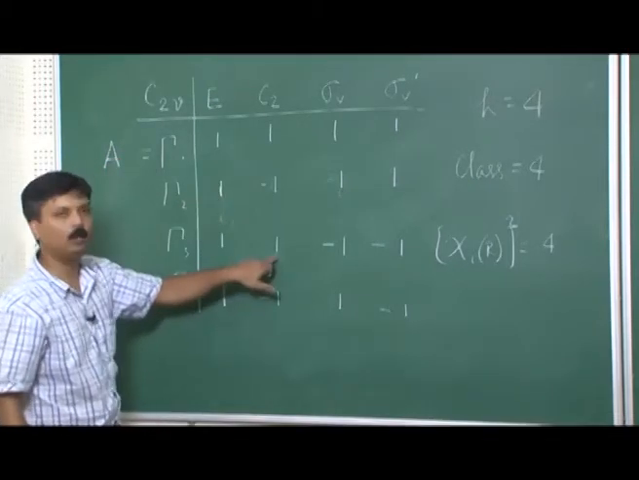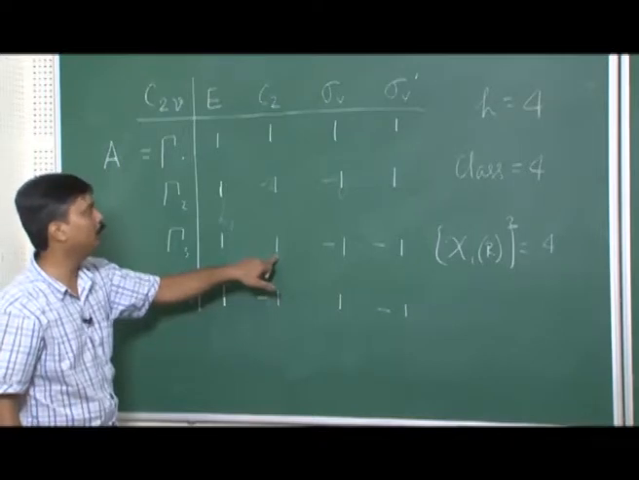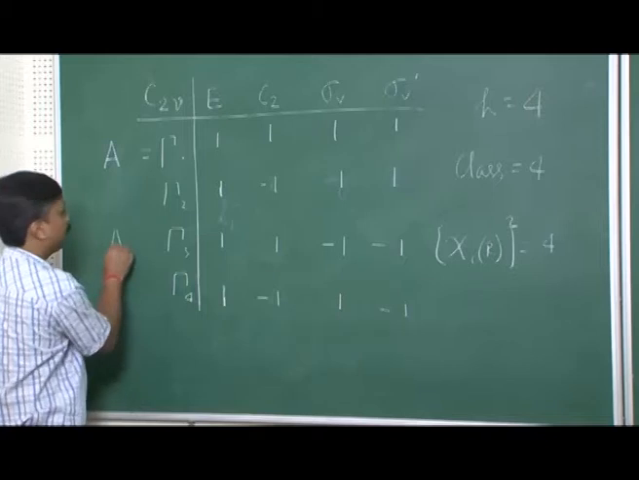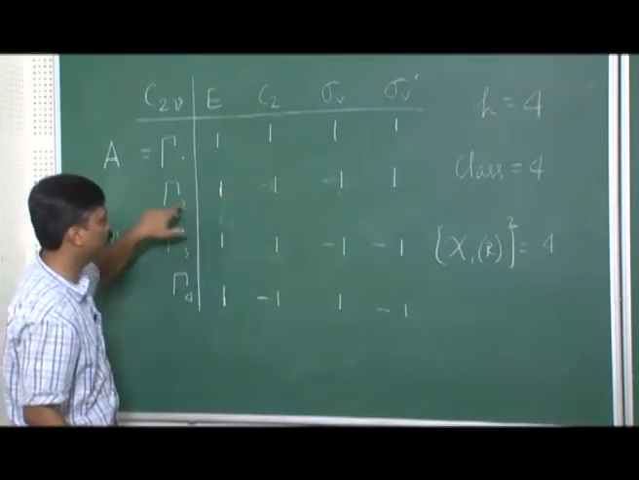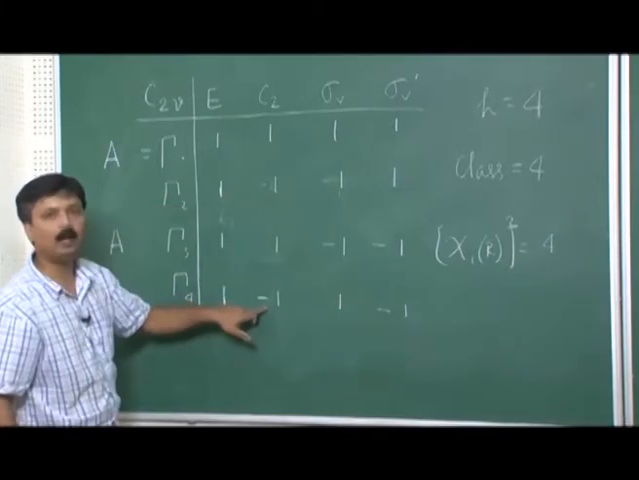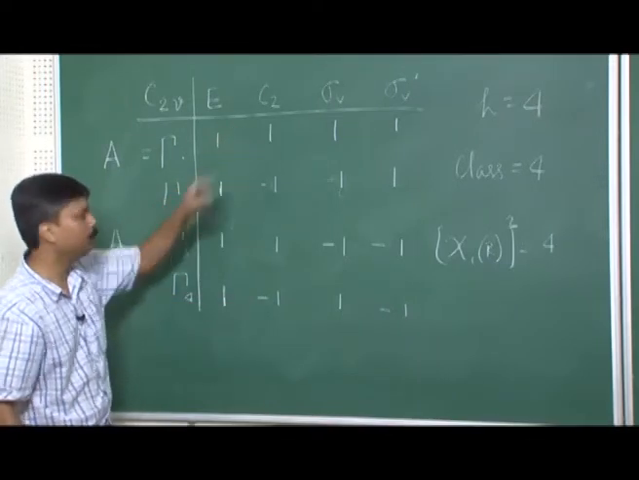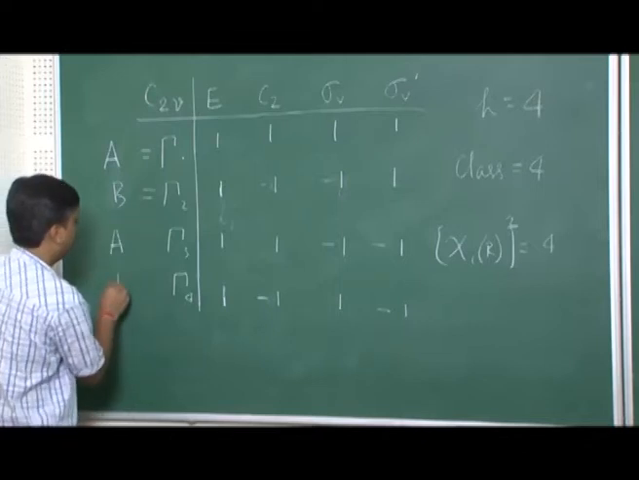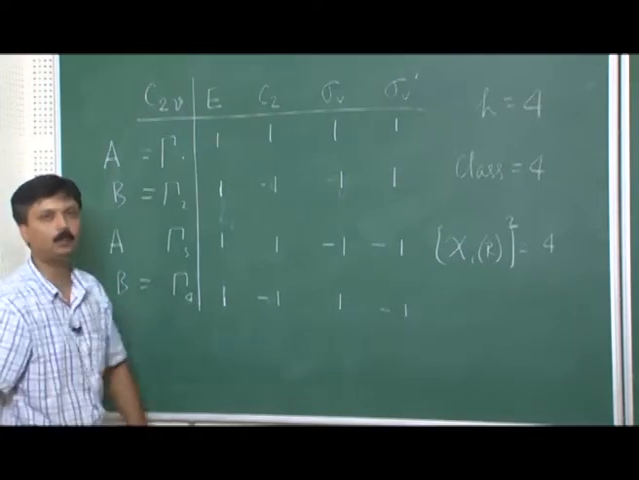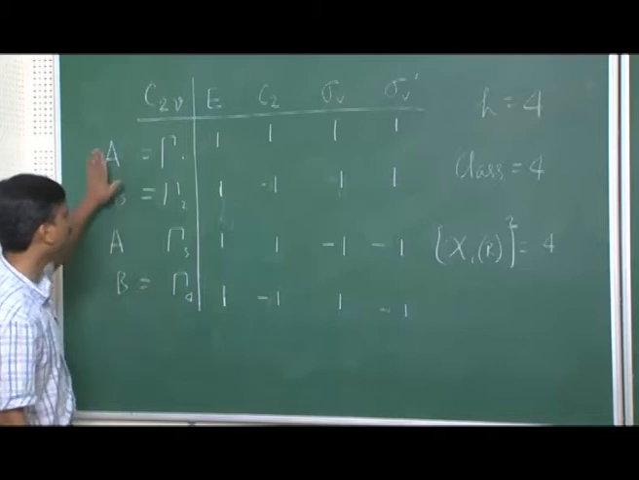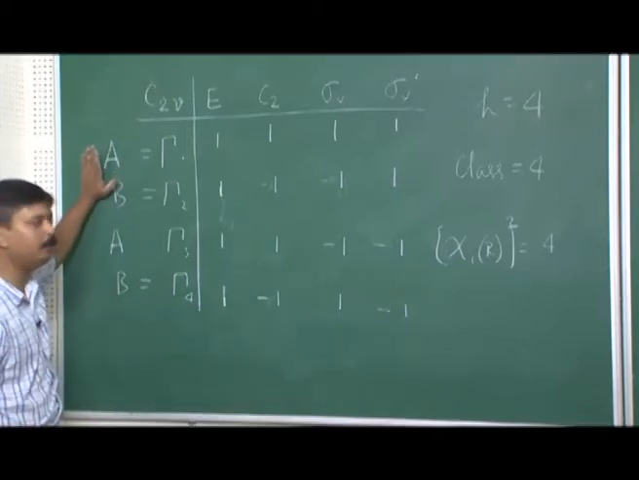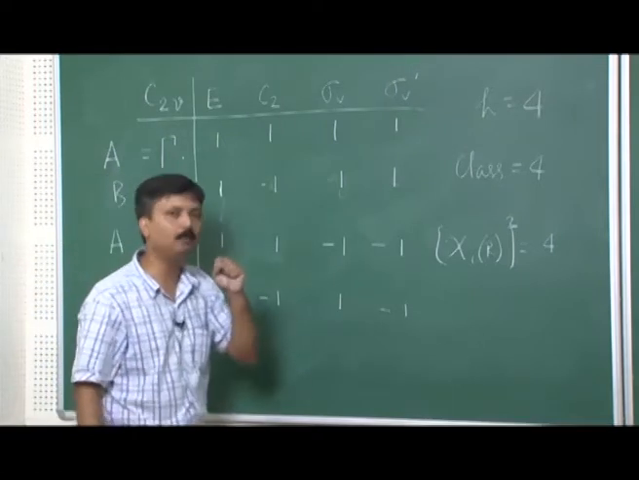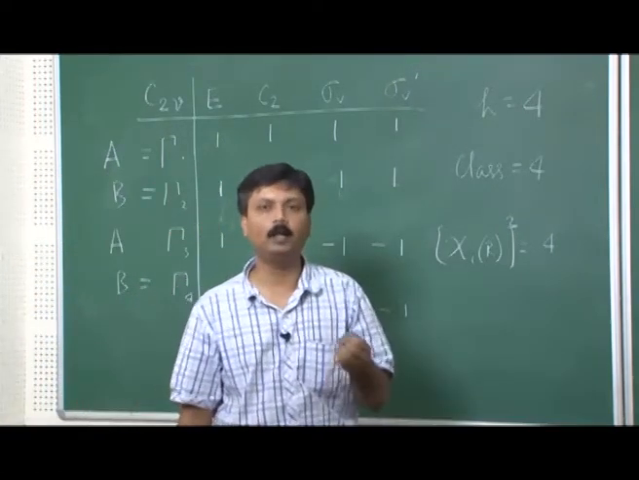Similarly, this one also is symmetric with respect to C2, so this also will be A type. And gamma 2 and gamma 4 are anti-symmetric with respect to C2. Therefore, these will be of B type. Gamma 2 and gamma 4 will be B type. Now, we have to differentiate between two A's and two B's, right? That can be done by putting a subscript, 1 and 2.